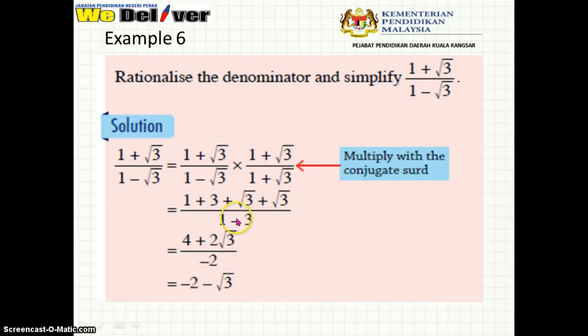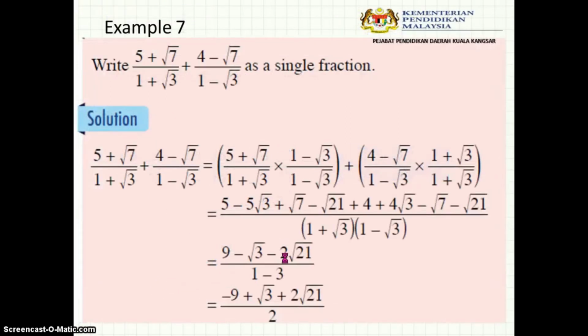Okay, so we have 1 plus 3 equals 4. Square root 3 plus square root 3, similar surds, so we can add them up, becoming 2 square root 3. 1 minus 3 equals negative 2. So simplify 4 divided by negative 2, negative 2. 2 surd 3 divided by negative 2 becomes negative surd 3. So the answer after simplifying equals negative 2 minus surd 3.